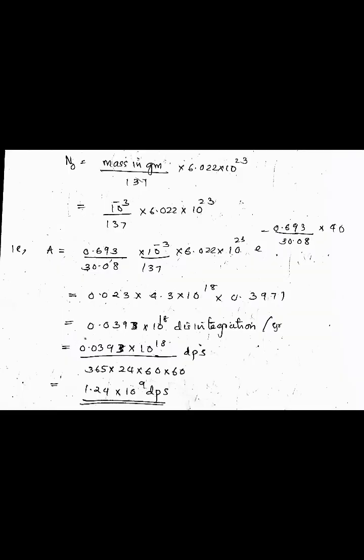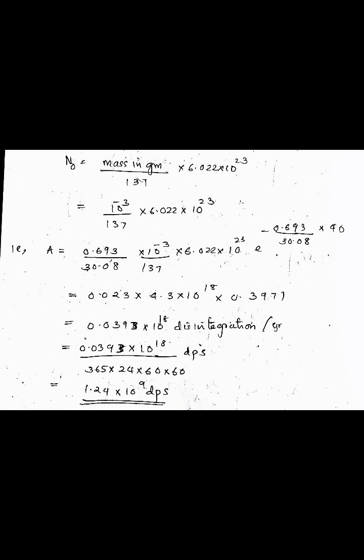And we know N0 is equal to mass in grams divided by mass number, that is 137, into 6.02 into 10 power 23, that is equal to 10 power minus 3 divided by 137 into 6.02 into 10 power 23. So here A, that is activity, is equal to 0.693 divided by 30.08 into 10 power minus 3 by 137 into 6.02 into 10 power 23 into e raised to minus 0.693 divided by 30.08 into 40.